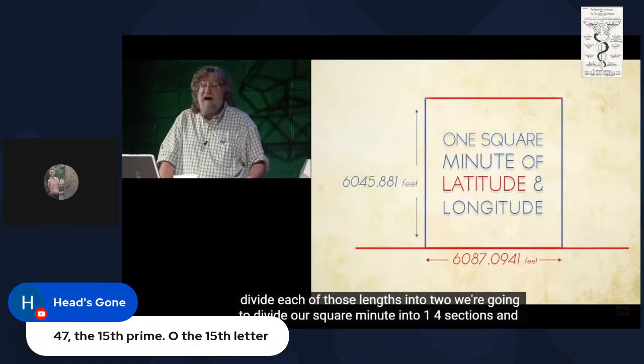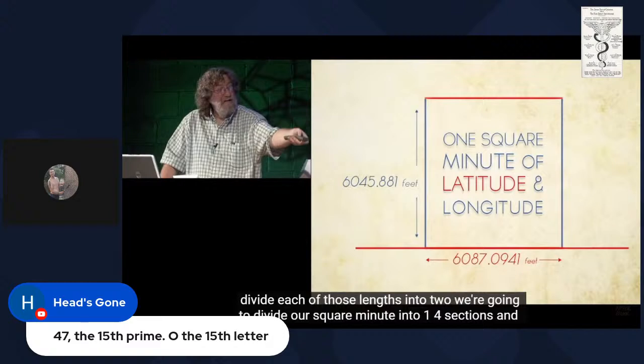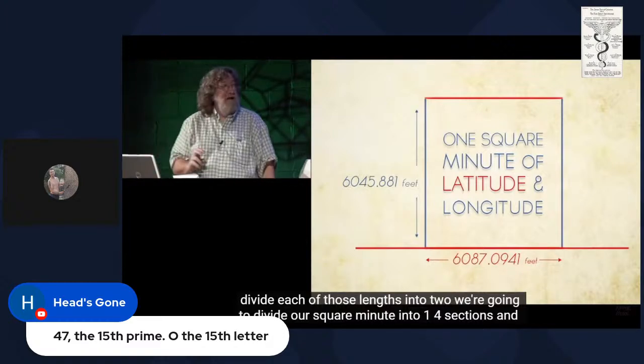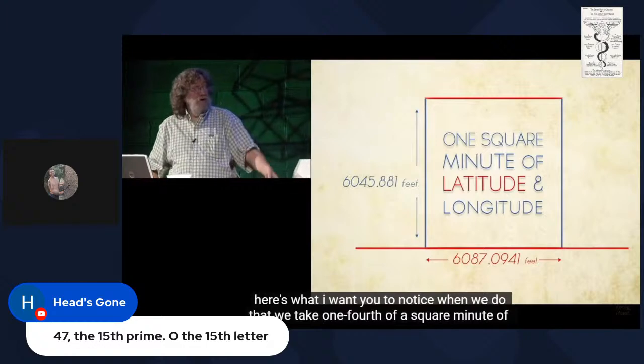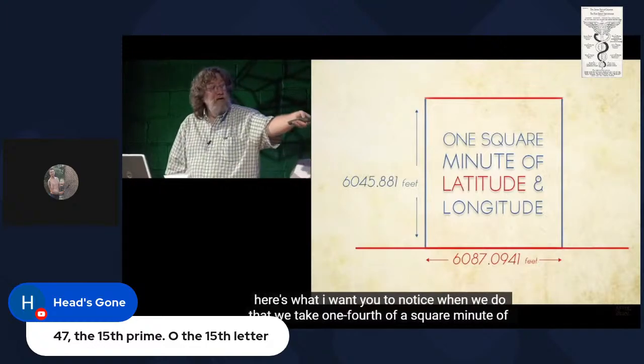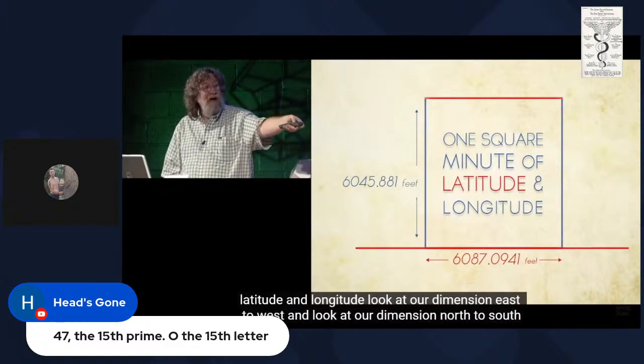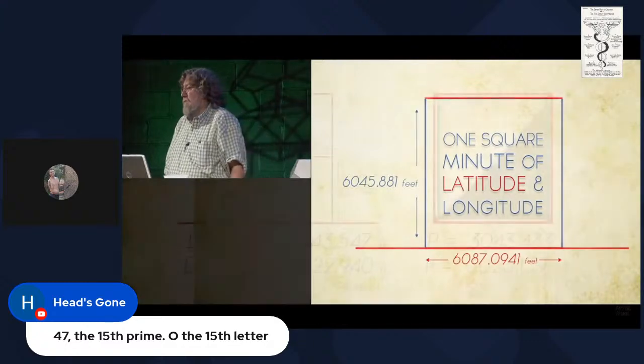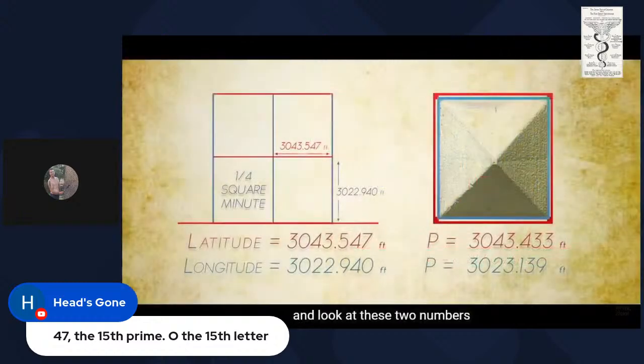Now we're going to divide each of those lengths into 2. We're going to divide our square minute into 1/4 sections. And here's what I want you to notice. When we do that, we take 1/4 of a square minute of latitude and longitude. Look at our dimension east to west, and look at our dimension north to south. And look at these 2 numbers.